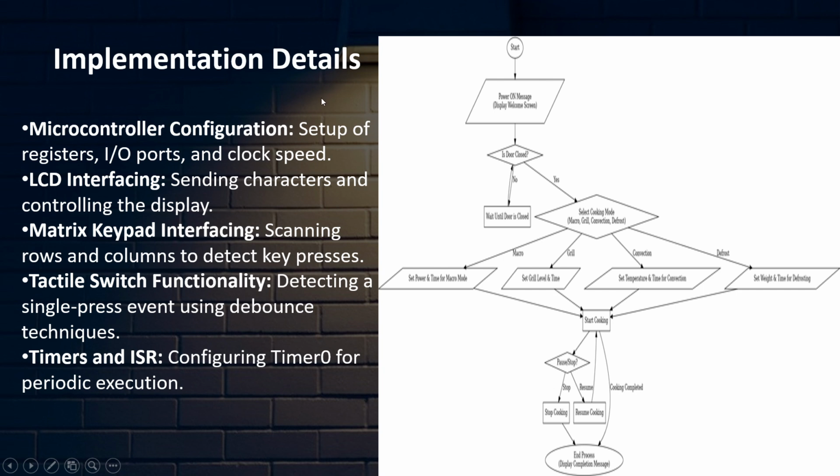Microcontroller configuration setup. First, setting up the registers, I/O ports and clock speed. Also LCD interfacing, sending characters and controlling the display. Matrix keypad interfacing, scanning rows and columns to detect a key press. Tactile switch functionality, detecting a single press event using debouncing techniques.